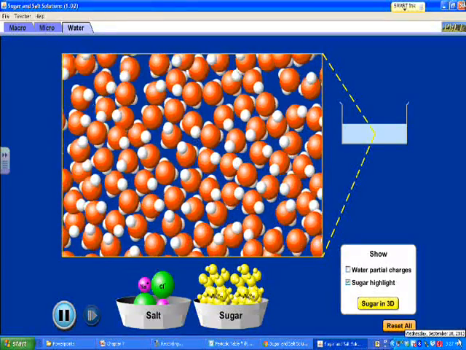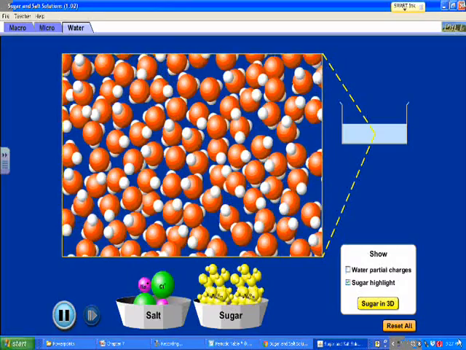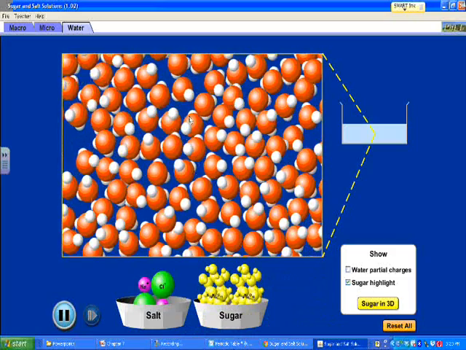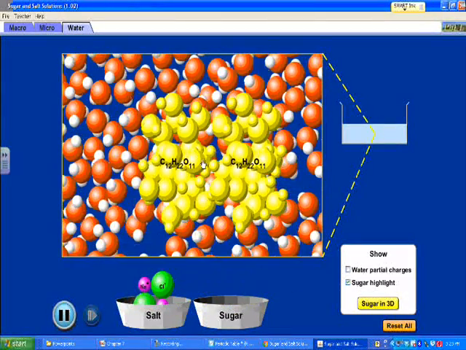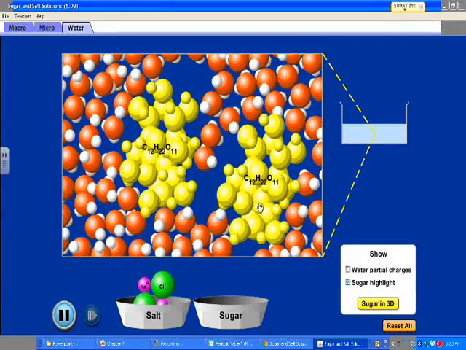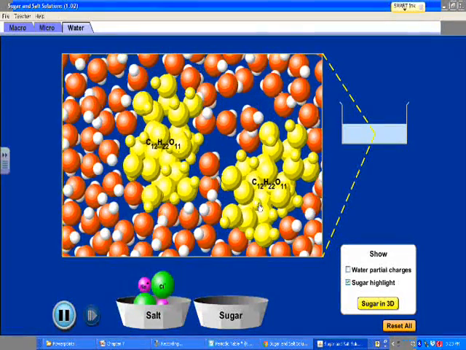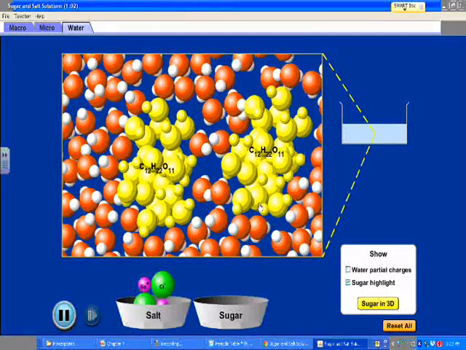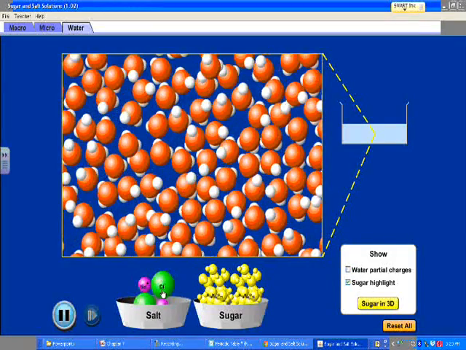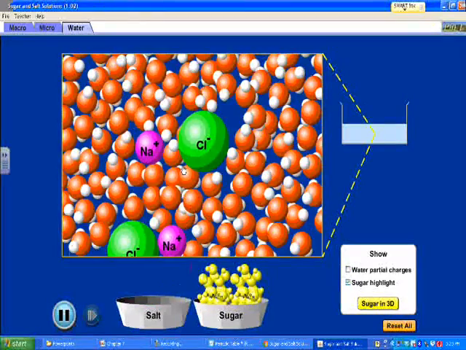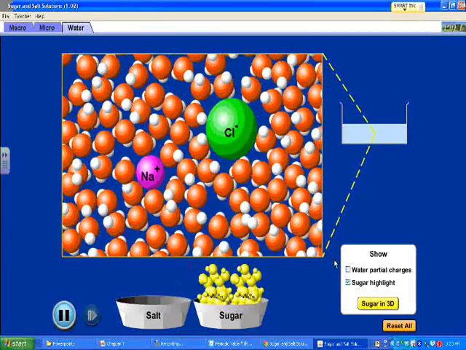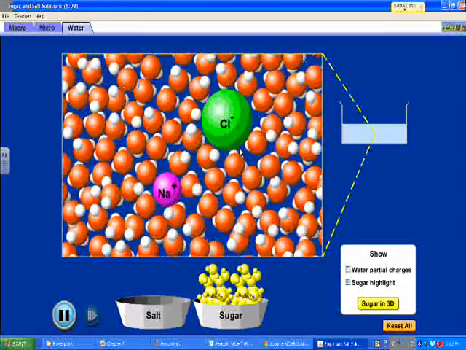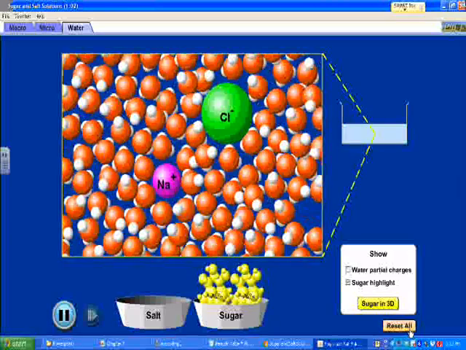Now I want to show you why ionic bonds can conduct electricity and covalent bonds cannot. These are water molecules that you see in the main box. When I place sugar into the water, it breaks apart, but it still stays large molecules, so there are no oppositely charged ions freely floating around for electricity to be conducted through. Let's reset this and put the salt into the water. It breaks completely apart into positive and negative ions by themselves, so electricity can be conducted through these freely moving ions.